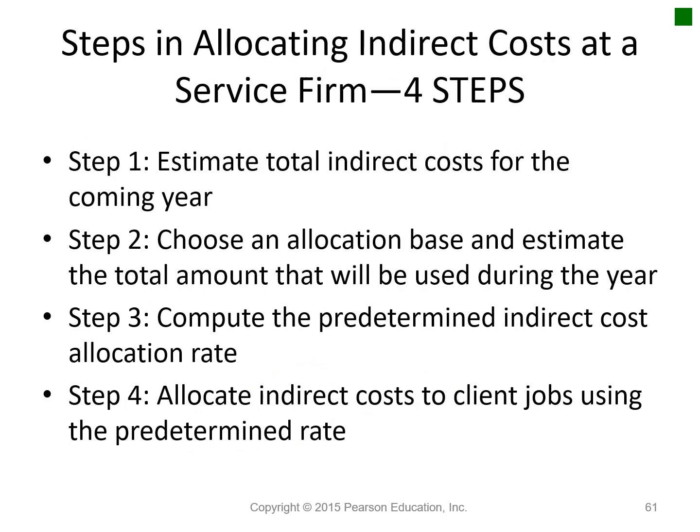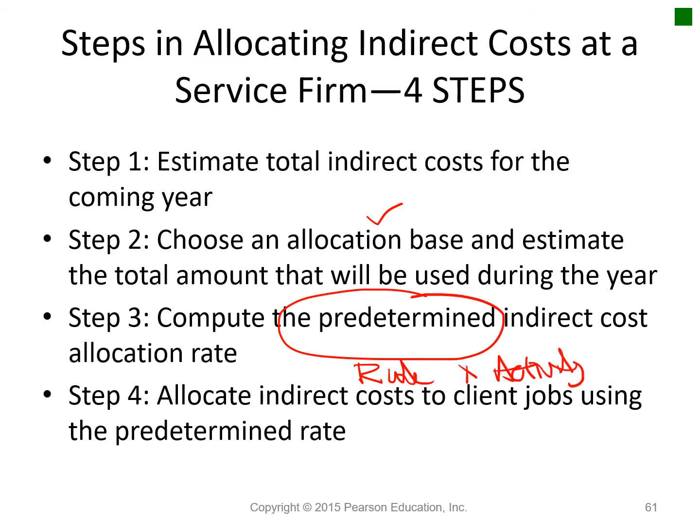So notice that they walk you through some steps, but it's basically the same idea. You have to get a predetermined overhead rate. Depending on the company, it depends on what your base is going to be. But you're going to have a base, you're going to take that rate and essentially take the rate times the activity that you identify, and that's basically how you're going to allocate the overhead.